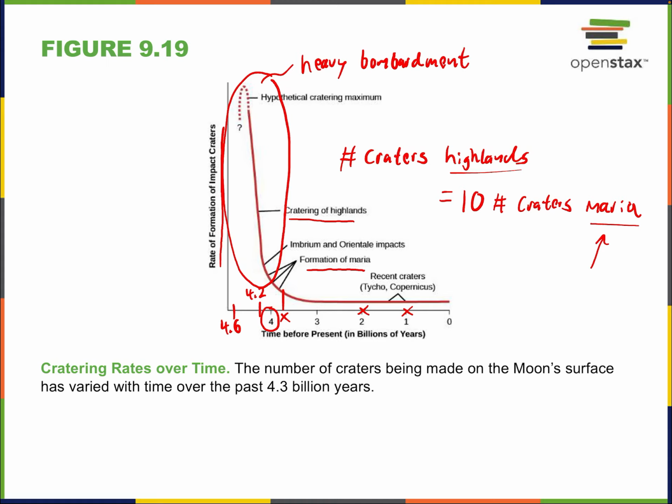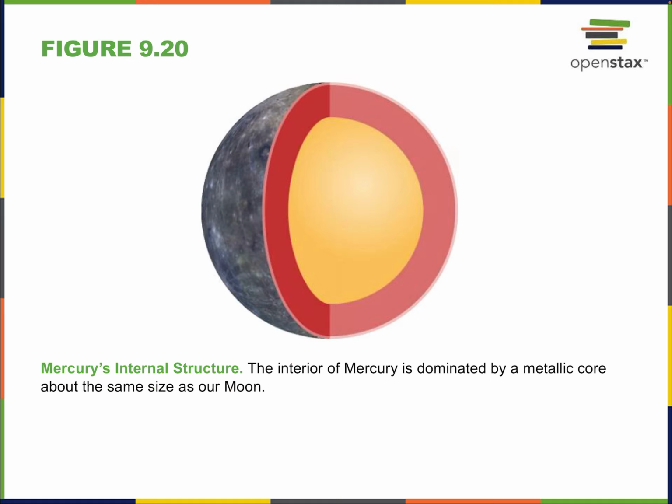Okay, so a very fascinating idea: there had to have been a very different amount of cratering early in the solar system, and then for the dominant part of the solar system, the rest of the age of the solar system, it's been constant. Okay? All right. So now we're going to move on from the moon.